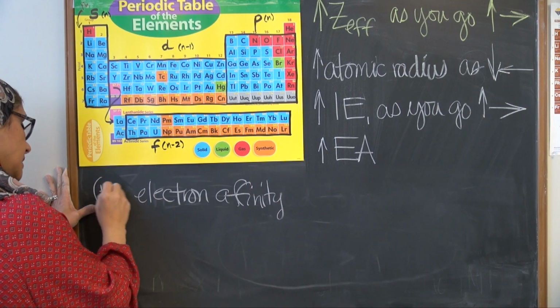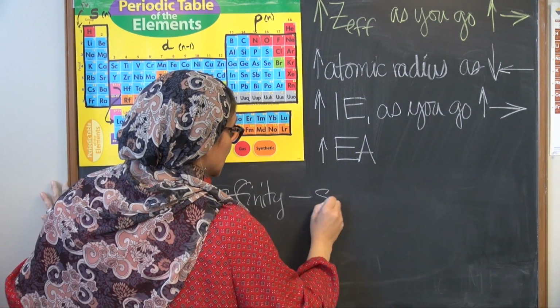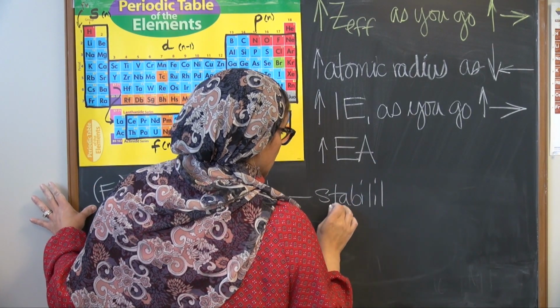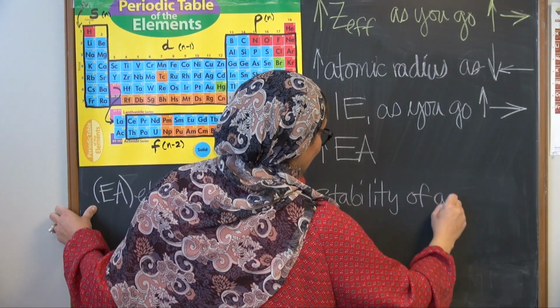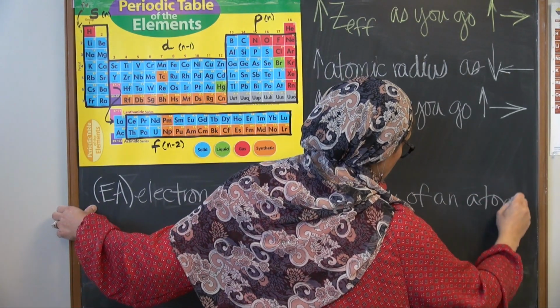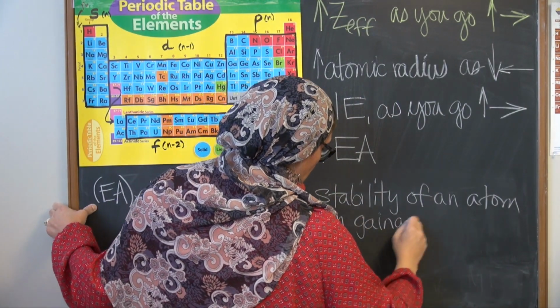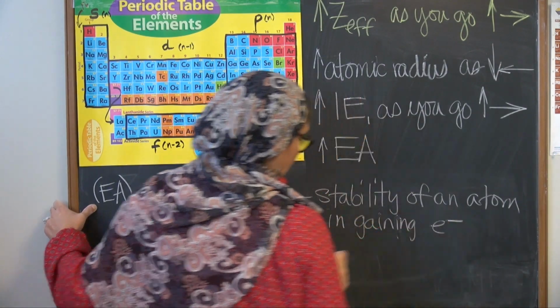Okay, so I call this EA. And electron affinity is the stability. Oh, now we're getting into a thermodynamic term. Stability of an atom in gaining an electron.